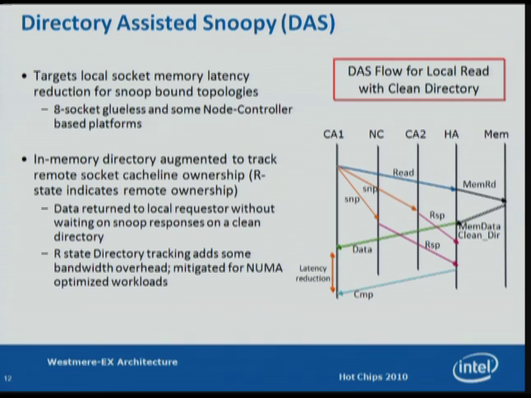So we augment the in-memory directory with a new directory state called the remote state, which tracks remote socket ownership. And so if you have a local socket request, you consult the directory and then you figure out that this line is not cached by a remote socket. You don't have to wait for all the snoop responses. You can just return data, right? And you actually save this amount of latency, right?